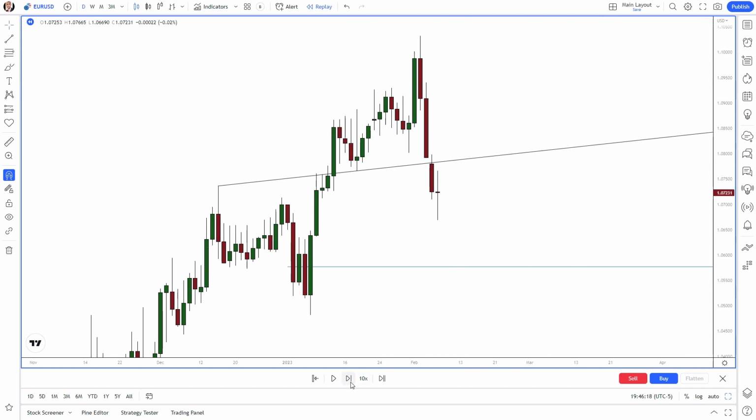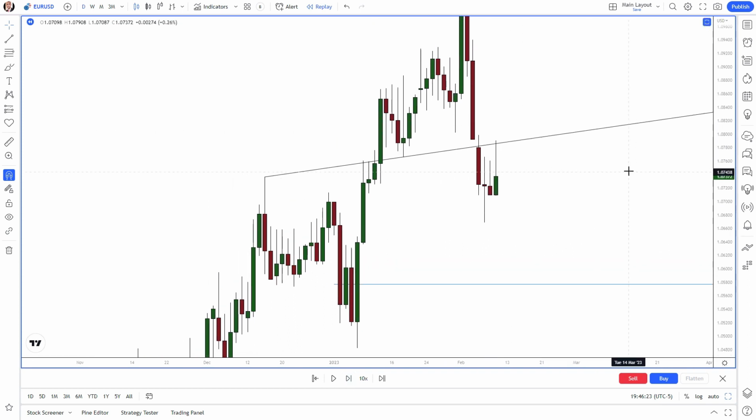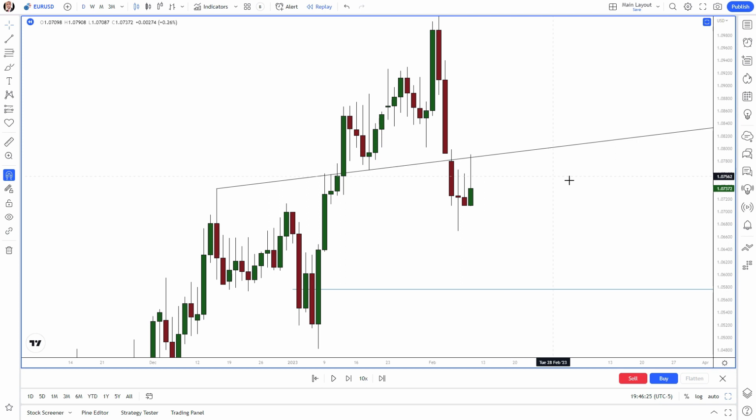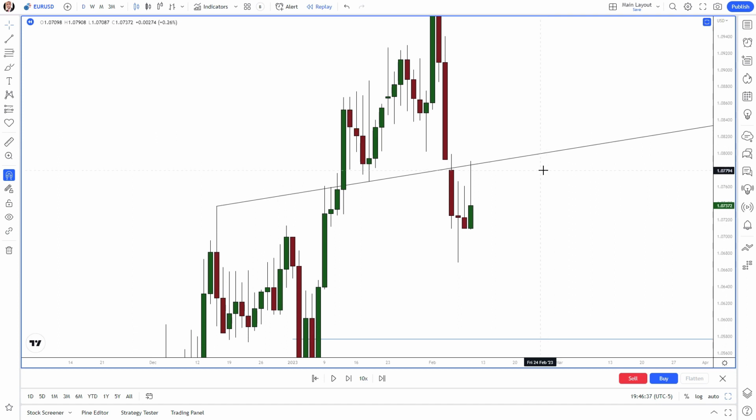So if I move forward, I was able to get into this trade on the Euro USD. I was able to get in the trade at 1.0788, which was all the way up here, which is extremely ideal. Not every trade is going to be that perfect, but I have entered into the market extremely precisely many times before.